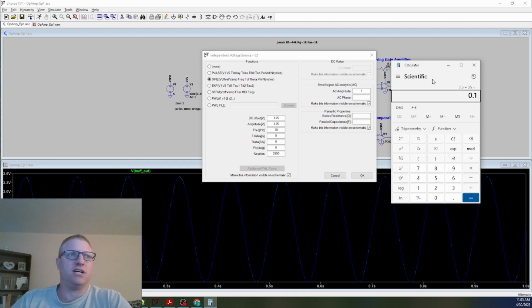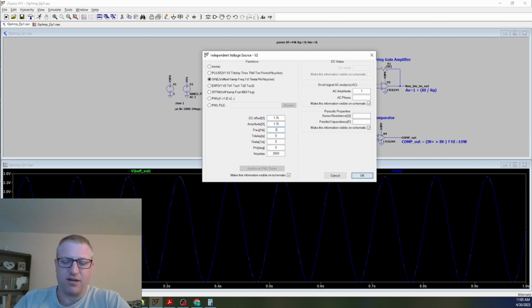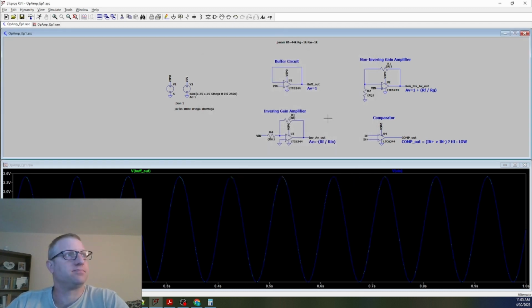But of course, that's just one upswing, and we want the whole period. A period is an up and a down, so that's going to be 0.2 microseconds. 0.2 microseconds as a period is actually 5 megahertz as a frequency. So we're going to go ahead and change our frequency to 5 megahertz, and then we're going to go ahead and run that.